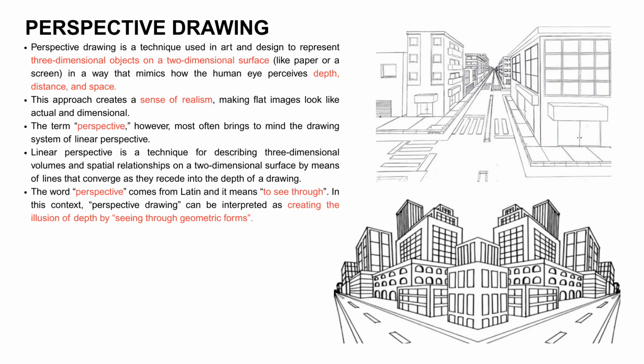However, perspective most often brings to mind the drawing system of linear perspective. Linear perspective is a technique for describing three-dimensional volumes and spatial relationships on a two-dimensional surface by means of lines that converge as they recede into the depth of the drawing. The word perspective comes from Latin words meaning to see through, and in art and design, perspective drawing can be interpreted as creating the illusion of depth by seeing through geometric forms.